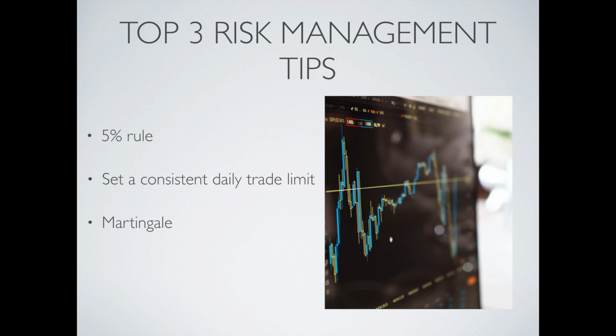Set a consistent daily trade limit, and by that I don't mean risk 5% of your account and then you have a daily trade limit of 20 trades a day. At the end of the day, you can blow your entire account that way. So make it realistic. Have a good 3% maybe that you're risking per trade. Set a consistent daily trade limit, such as 5 trades for the entire day, win or lose, and you're going to stop. And then never ever martingale.